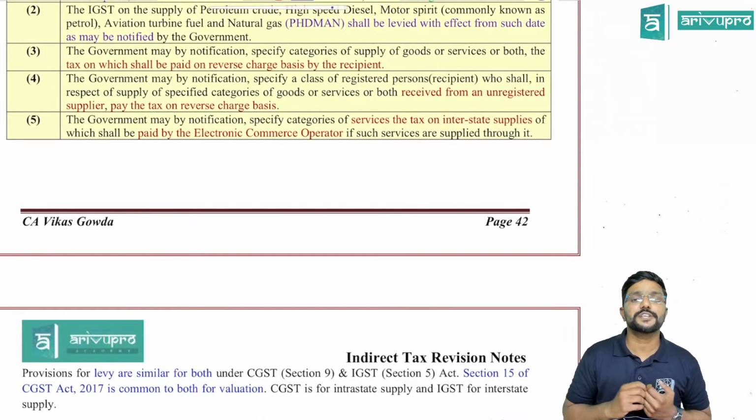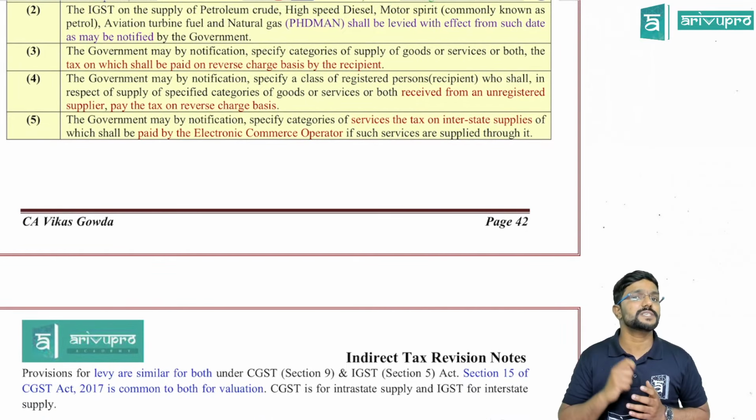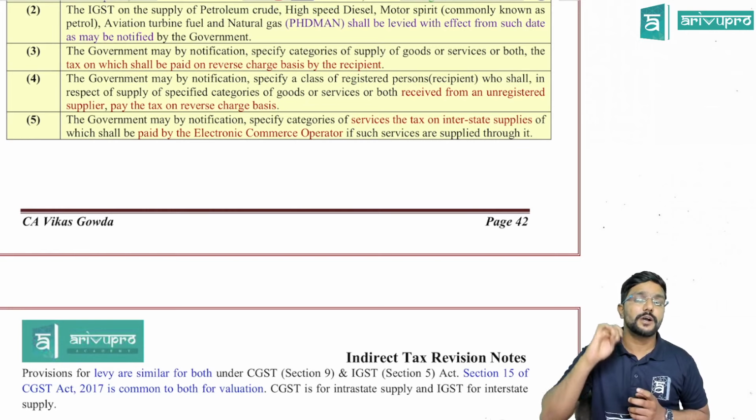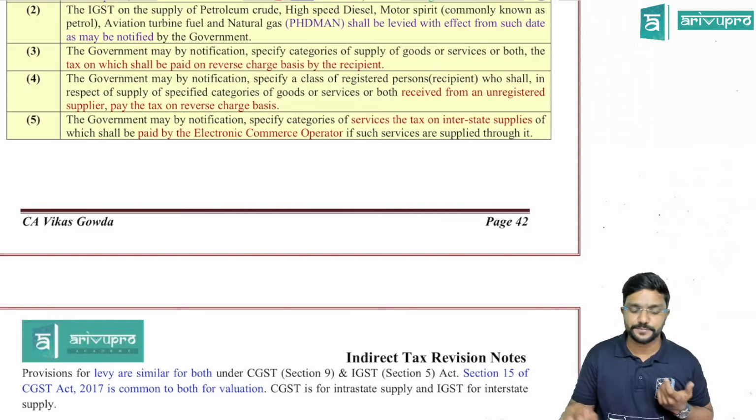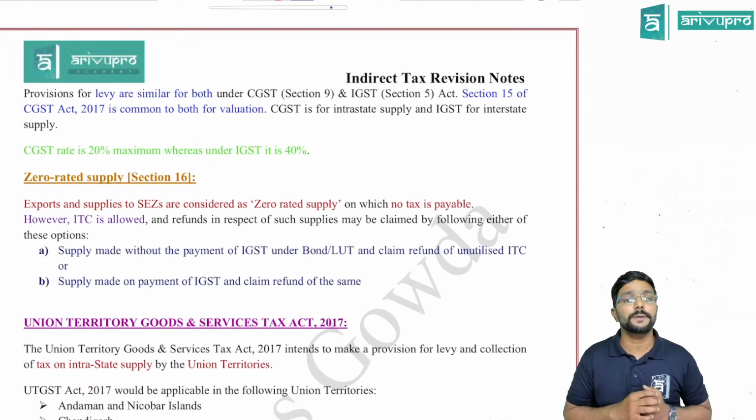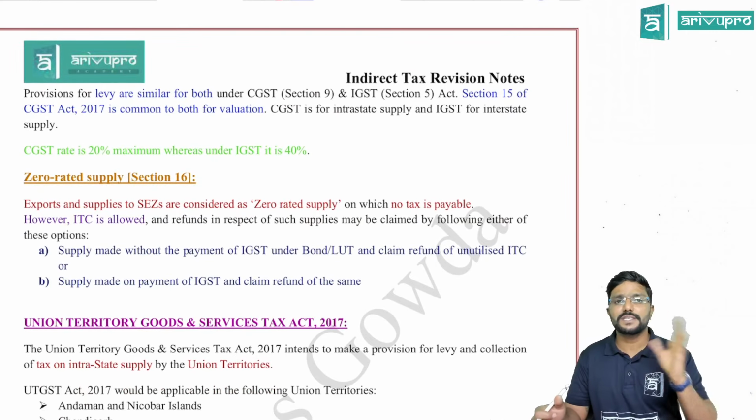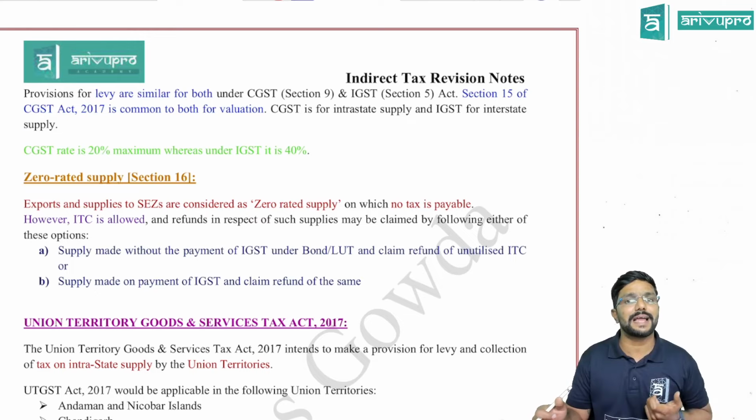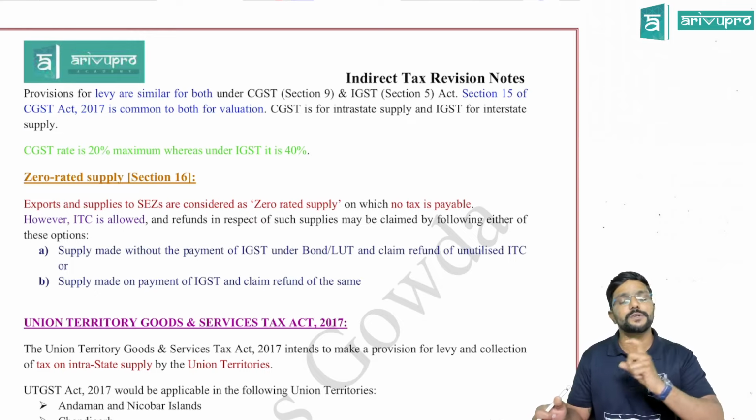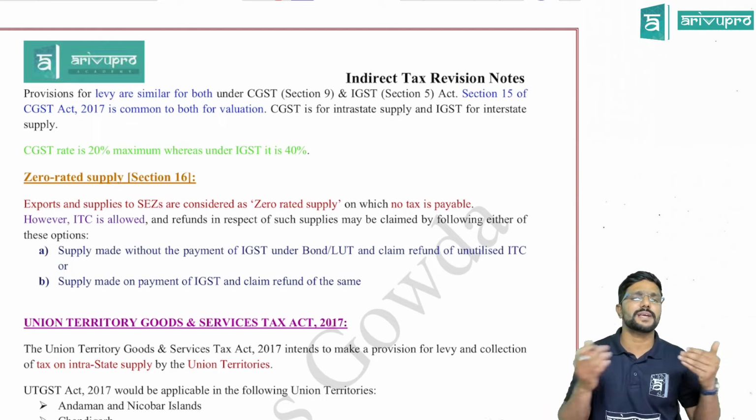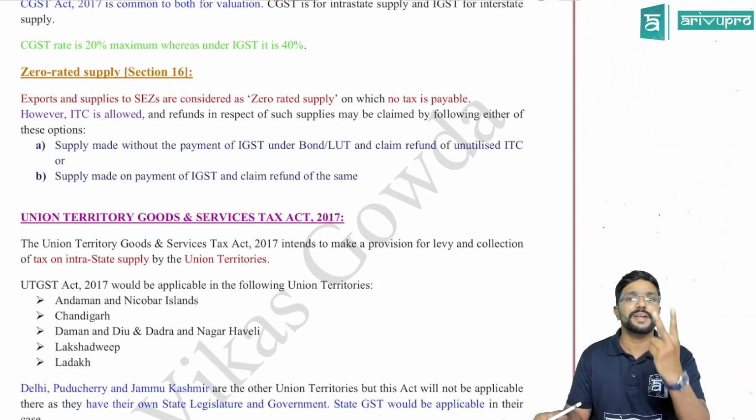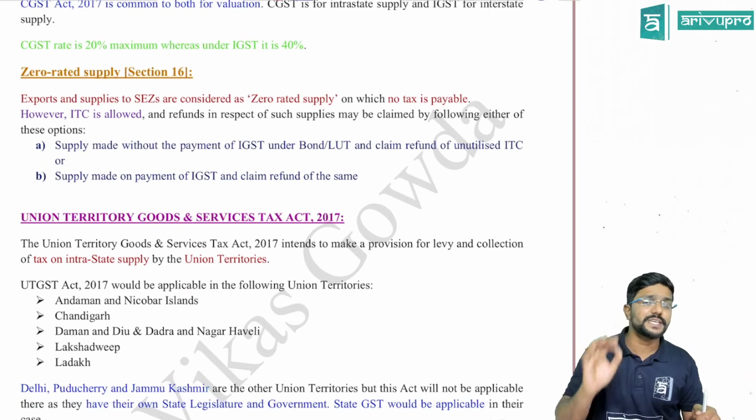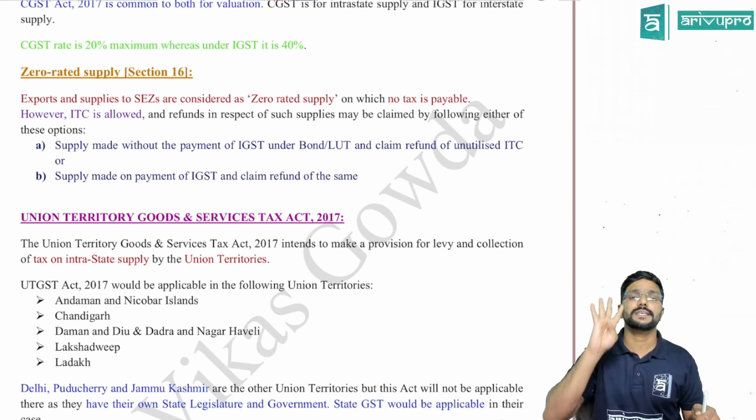Then coming to subsection 5, whenever there is any supply of services taking place through an electronic commerce operator and the government notifies it, then on that the tax will be payable by the electronic commerce operator and not by the actual supplier. So this is all about the 5 subsections of section 5. The provisions are the same for CGST as well as IGST, but are given under separate acts and separate sections. So value is also determined as per section 15 of the CGST Act, whether the supply is intra or inter. The maximum rate of CGST is 20%, SGST is also 20%, UTGST also is 20% as per the law, and IGST is 40%.